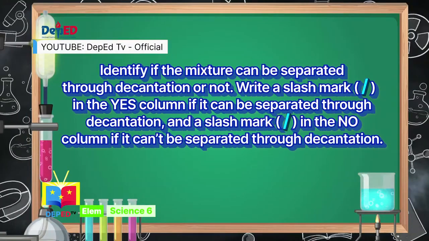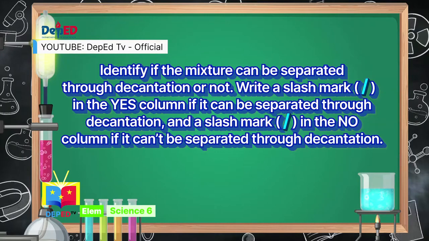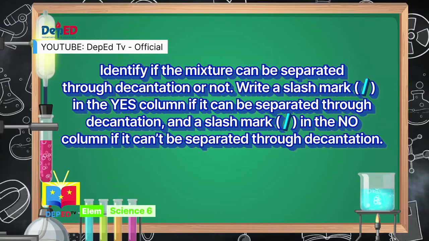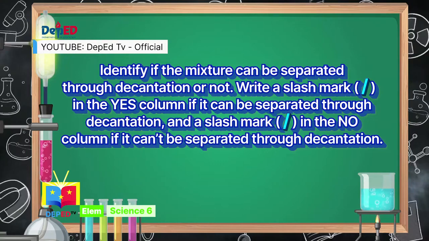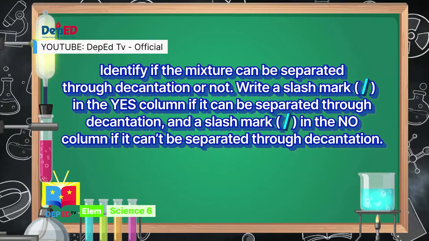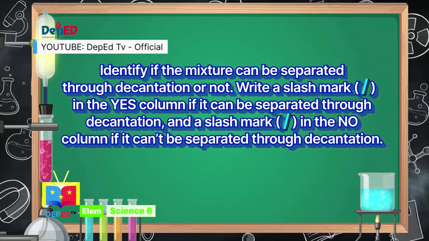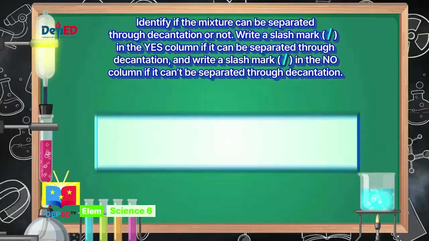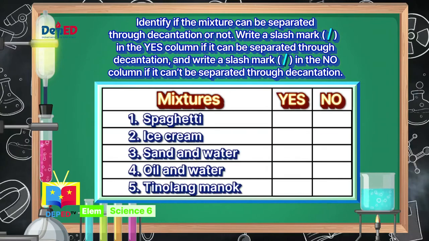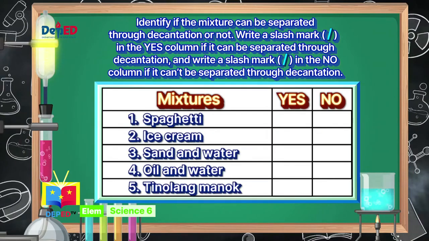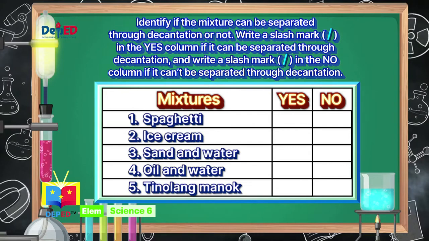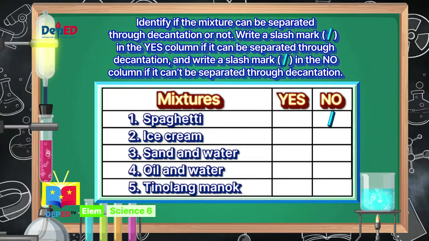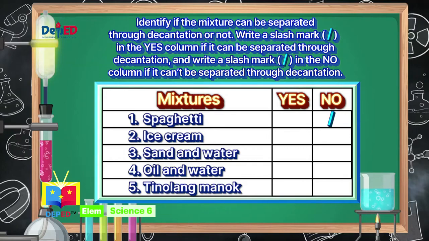Identify if the mixture can be separated through decantation or not. Write a slash mark in the yes column if it can be separated through decantation, and a slash mark in the no column if it can't be separated through decantation. Can spaghetti be separated through decantation? Very good. The answer is no, so we shall mark the no column.